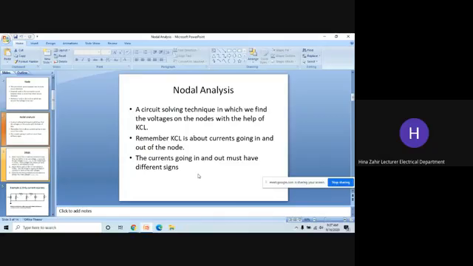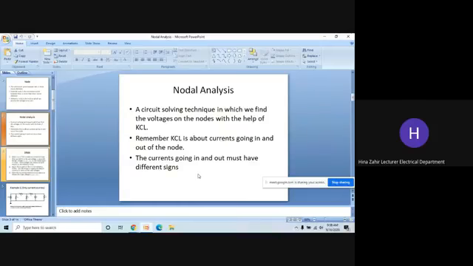We will write equations only on nodes. Now remember one thing more: what is Kirchhoff's current law? The sum of currents entering a node must be equal to the sum of currents leaving a node. Another statement: all the currents at a node must be equal to zero. That means that overall it should be zero.